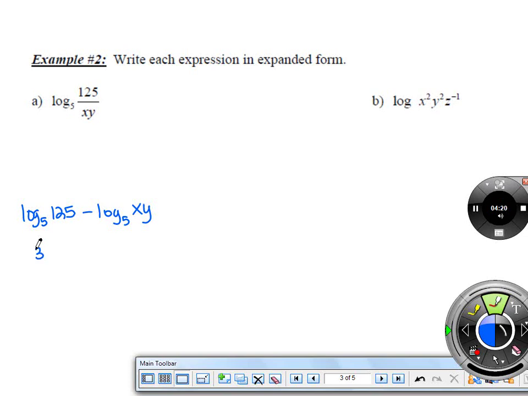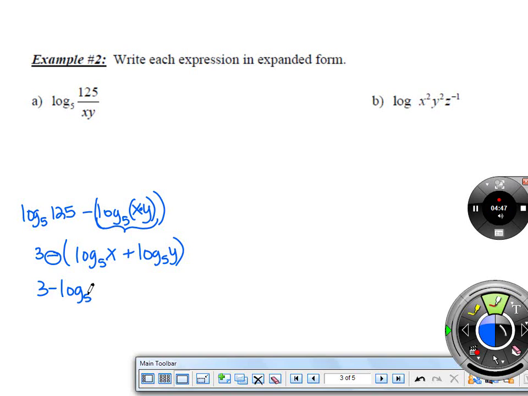I'm not totally done expanding because in the second logarithm now, the second term, I have x times y, which is a product. So according to the product property, I can expand just this part. Now that's all behind the minus sign, so I'm going to keep some parentheses here. And this will be expanded to log base 5 of x plus log base 5 of y according to that product property. This minus sign applies to both of those. So I have here 3 minus log base 5 of x minus log base 5 of y.